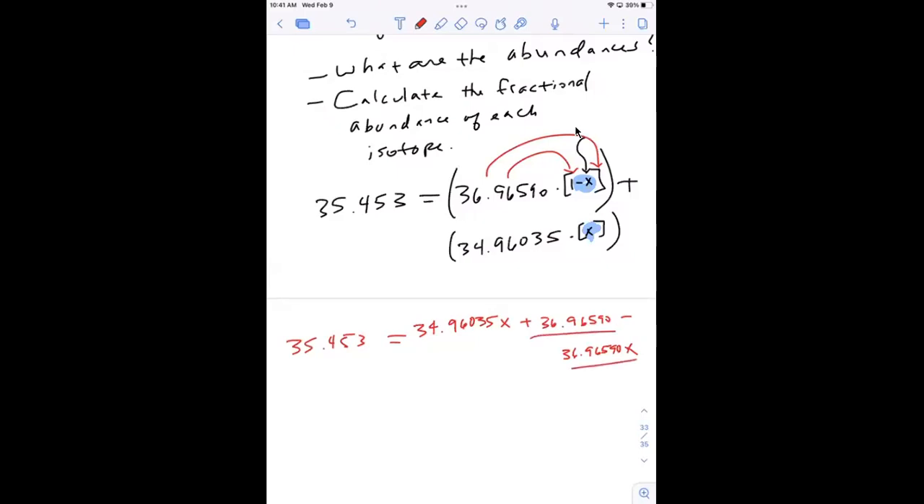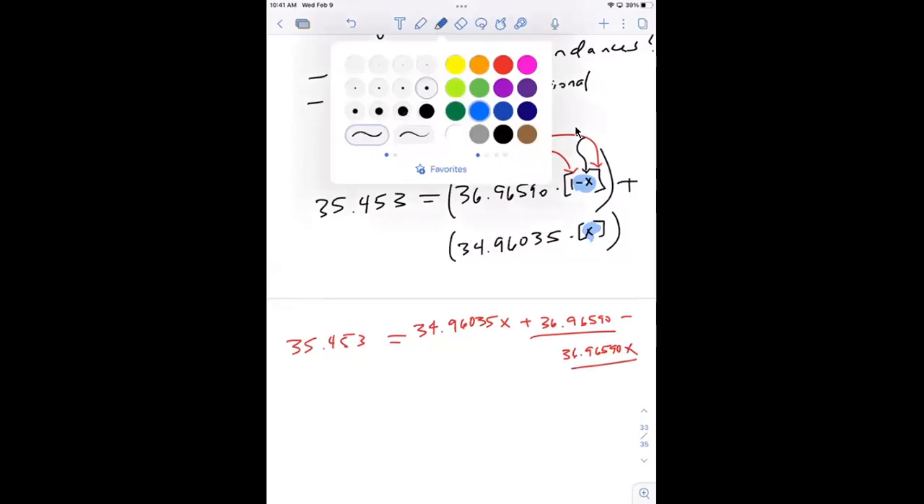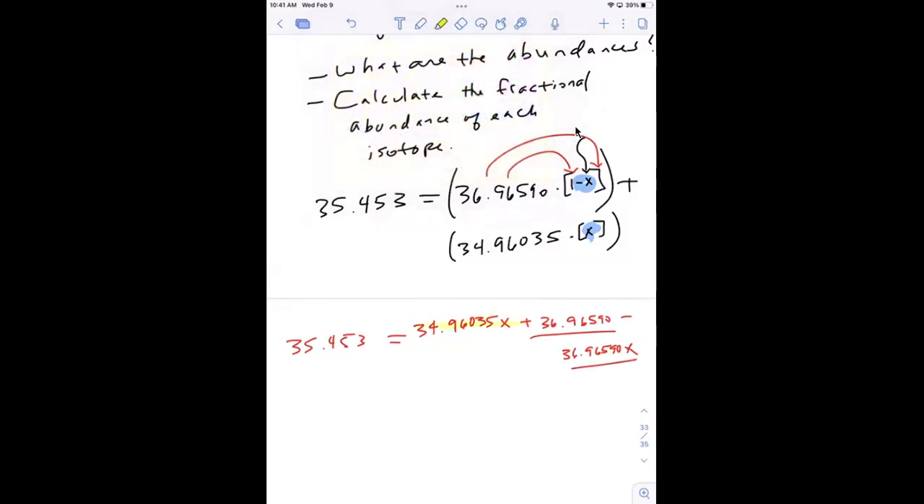Now we need to just combine like terms. We're going to take these two numbers with the x term and put them together. So somebody do that calculation real quick: 34.96035 minus 36.96590.